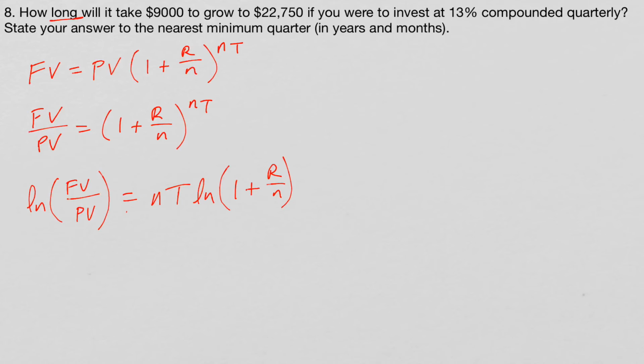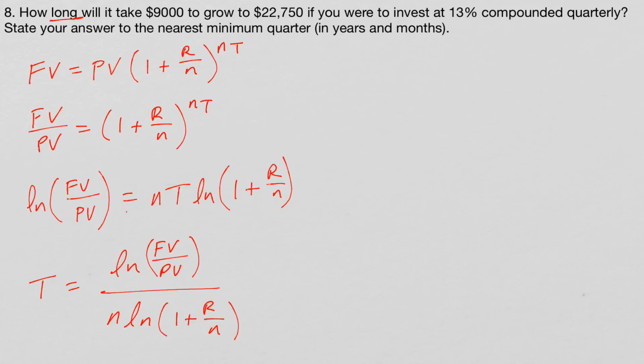Okay, and then I'm going to be solving for t, so I've got to divide this stuff out. So t is going to be equal to the log of the future value divided by present value, over n log 1 plus r over n. Okay? And let's put in some values.